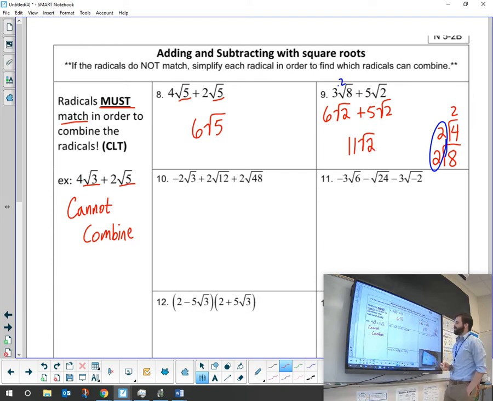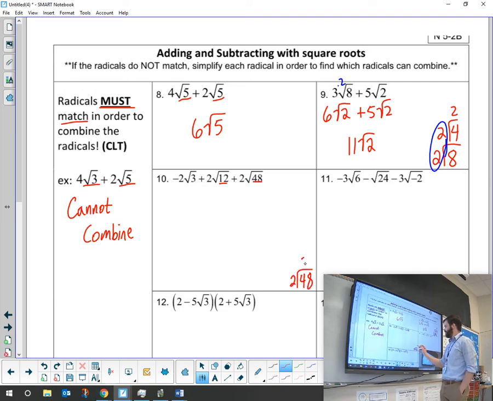Okay, let's take a look here at number 10. We have a lot going on. Negative 2 square roots of 3, 2 square roots of 12, 2 square roots of 48. At first glance, it definitely looks like none of these can combine. But I think 48 is big enough for us to simplify, and I think 12 is going to simplify as well. So let's try to simplify these a little bit. Let's take 48 and cake 48.